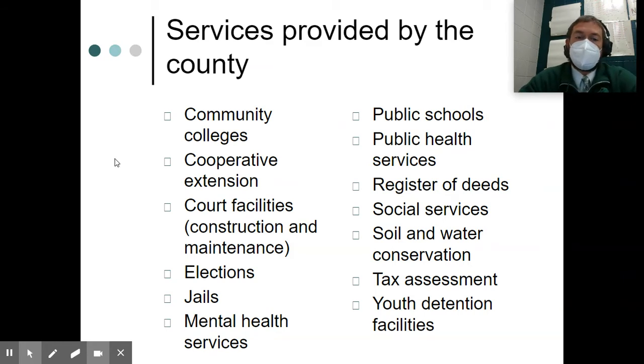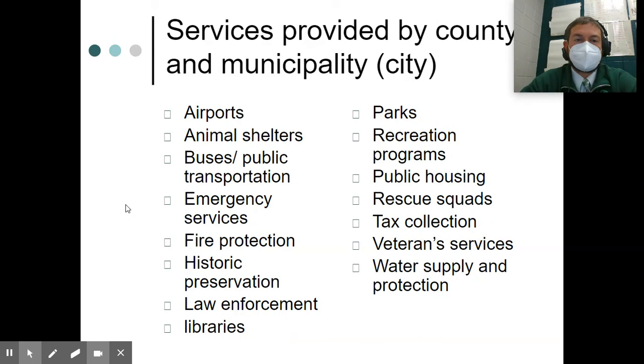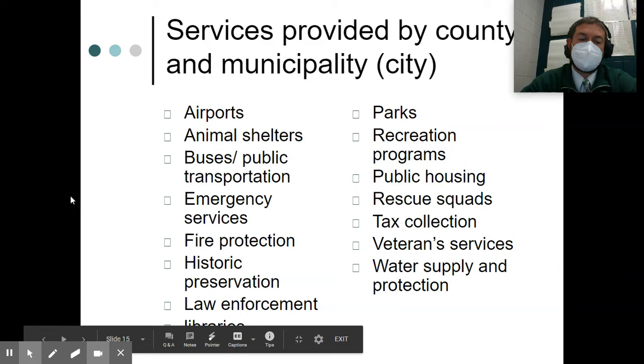So, some services provided by the county. I'll let you read through all of them, but these are all different services provided by our county. Services provided by the county and the city. And again, I'll let you read through them.